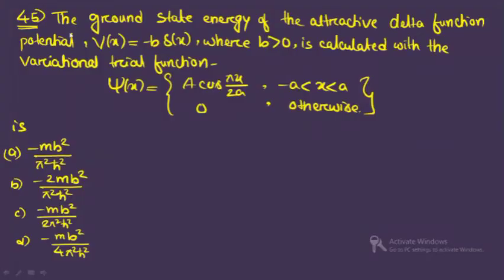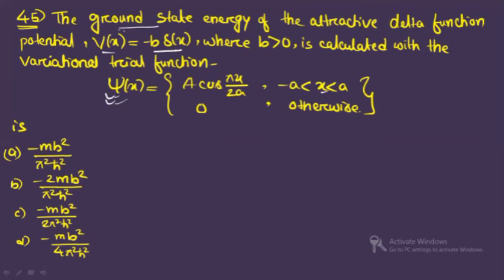Next, what you are having here? You're having here that the ground state energy of the attractive delta function potential V(x) equals minus b delta x, where b is greater than 0, is calculated within the variational trial function psi x given. So you have to calculate just the ground state energy. Psi x is given to you. This is the trial wave function. Psi x is A cos(pi x by 2a) for x greater than minus a and less than a. And the potential is minus b delta x, right? This delta x is the attractive delta function potential.